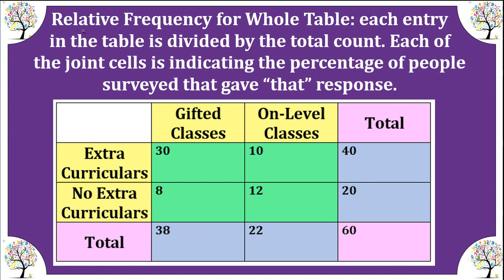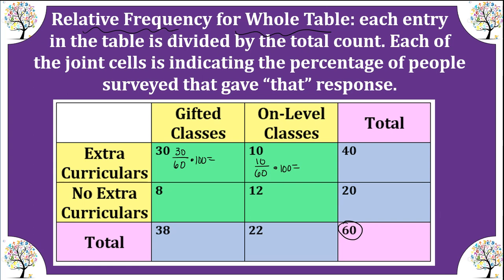So let's take a look at a relative frequency for a whole table. That just means each entry is divided by your total surveyed. So we simply will take 30, divide it by 60, and then multiply it by 100. And we'll do that for each of these cells. And of course, we can just use our calculator to get our answer. So I'm going to just take my calculator and we're just going to divide those out. And this is called, again, relative frequency for whole table.